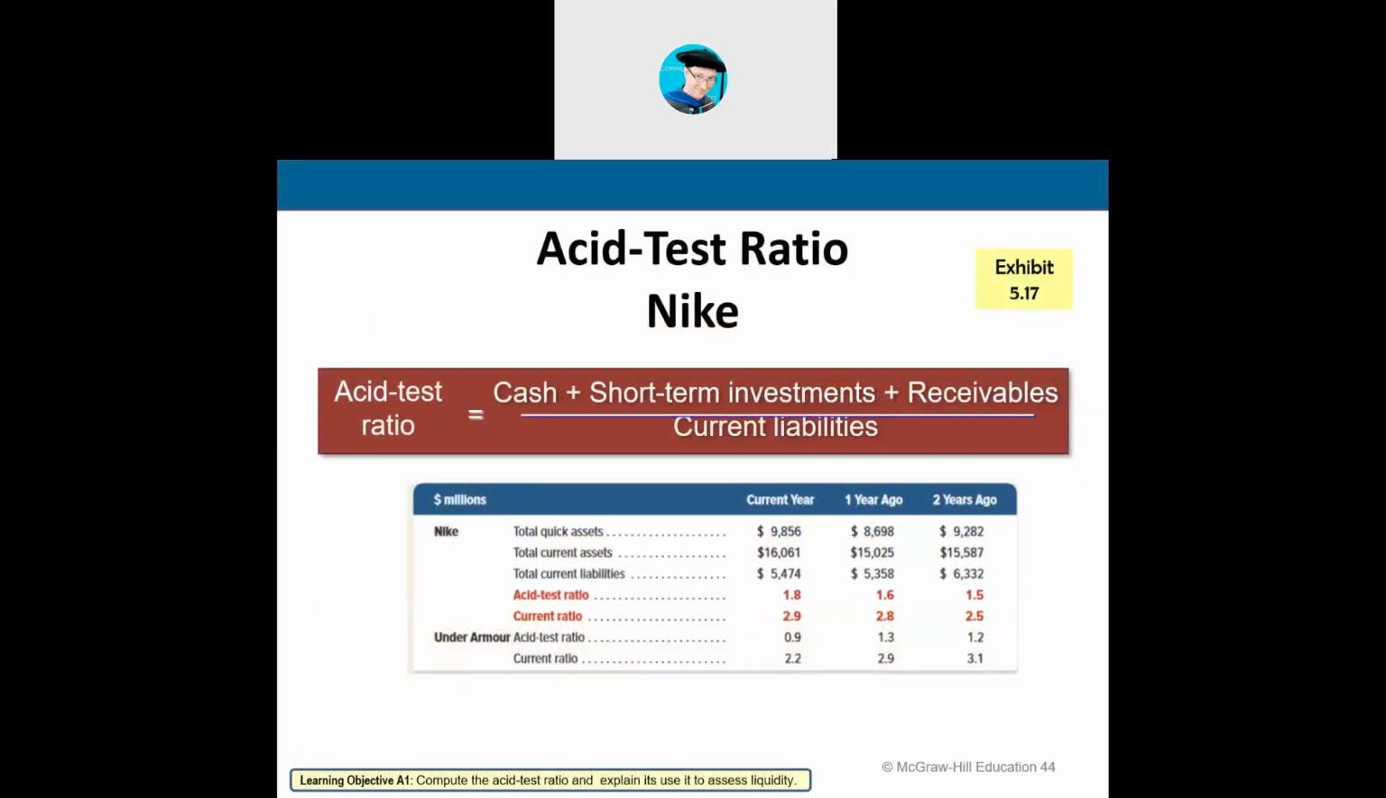So let's look at Nike, for example. We could run the acid test ratio. Remember, quick assets divided by current liabilities. Quick assets are cash plus short-term investments plus receivables divided by current liabilities. And then looking at this, our acid test ratio shows a 1.8 for the current year. Anything above 1 is good. That means the company has the ability to be liquid. They have the ability to satisfy their current liabilities. That's what it shows us, right? And in comparison, Under Armour ain't doing so well in the current year. They did well the year before.